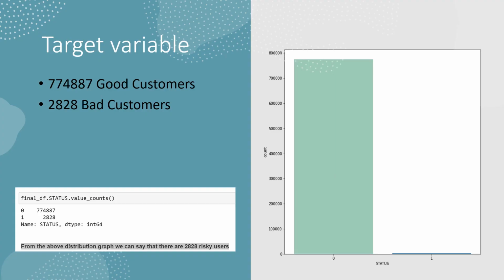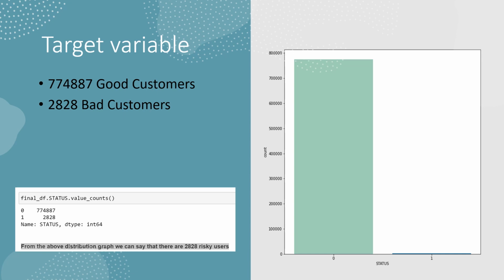After this, we got the target variable as this status, because here we can see the green value, which is good applicants, and the blue, which is bad applicants. In this distribution graph, we can say there are 2828 risky users who didn't maintain a good credit record by paying their balance on a day-to-day basis.